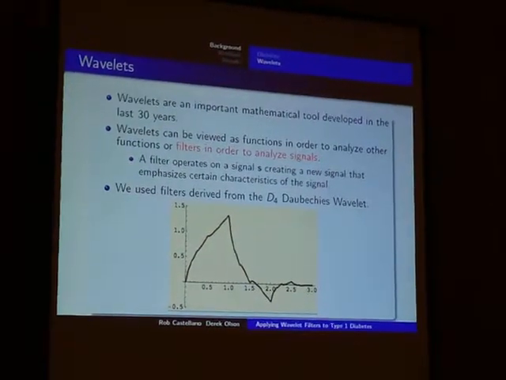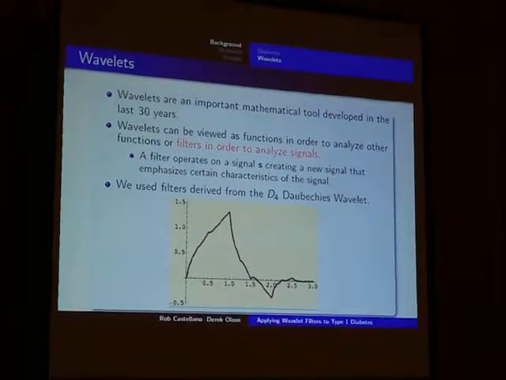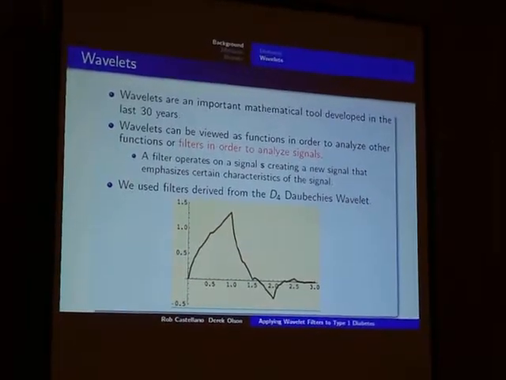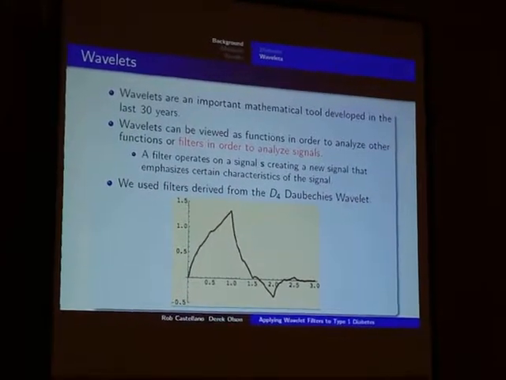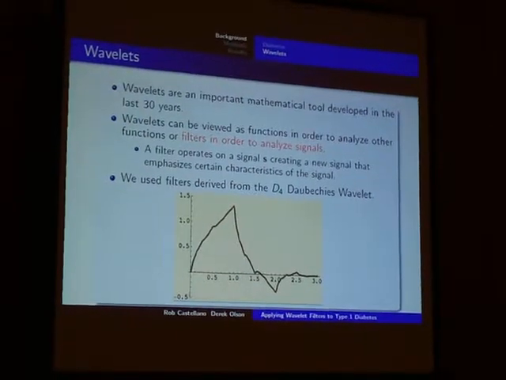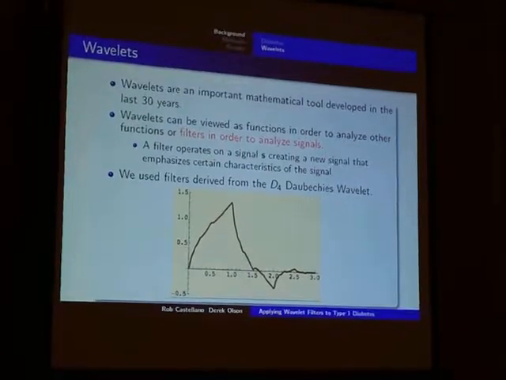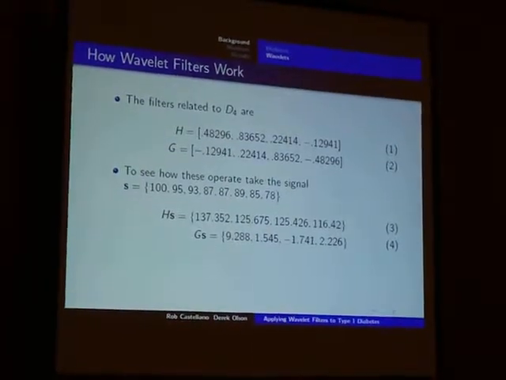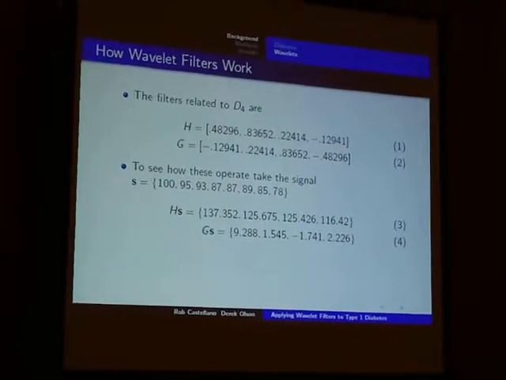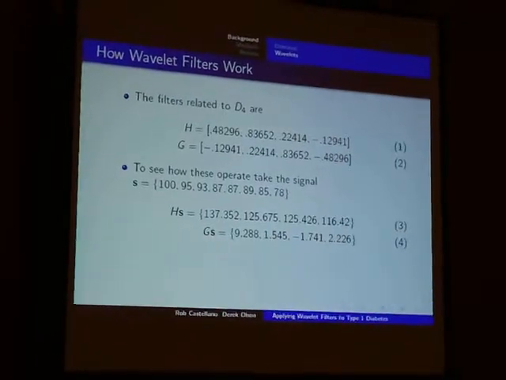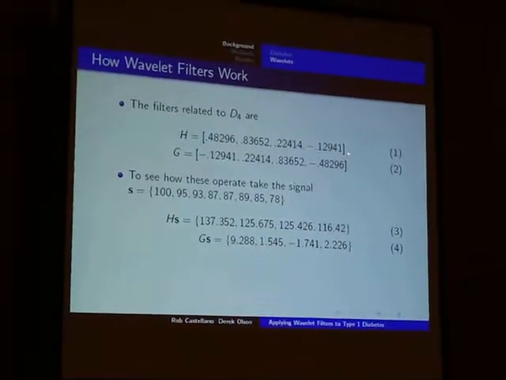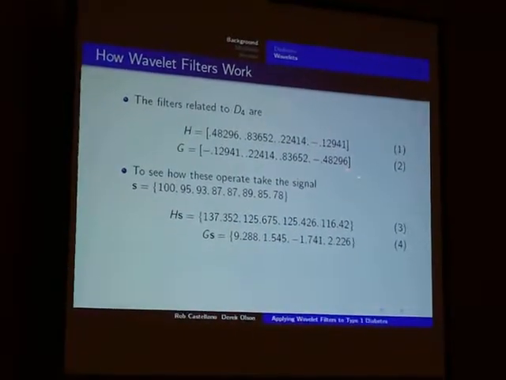What a filter does is it operates on a signal S, and it creates a new signal that emphasizes certain characteristics of that old signal. So the signals we're dealing with are blood glucose time series, and the features we want to emphasize are those short-term variations in blood sugar. For each wavelet, there's actually a pair of filters associated with it. There's a low-pass filter, denoted H, and a high-pass filter, denoted G.